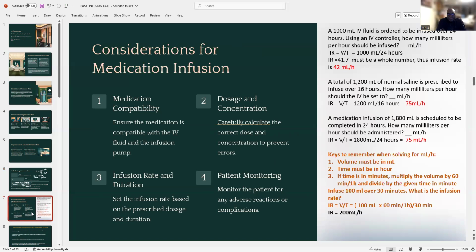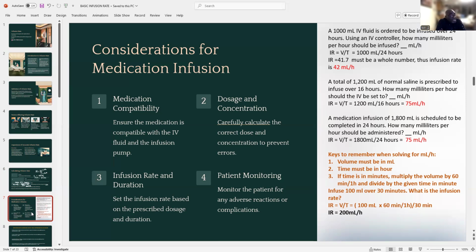Now, anytime you give your infusion rate, you've got to be very careful. You've got to make sure you check the medication compatibility. If that medication you're about to give is not compatible with the IV solution or the tubing, well, you cannot do that. If someone is allergic to that medication you're about to give, you're not going to administer that medication. So set the infusion rate based on the prescribed dosage and the duration.